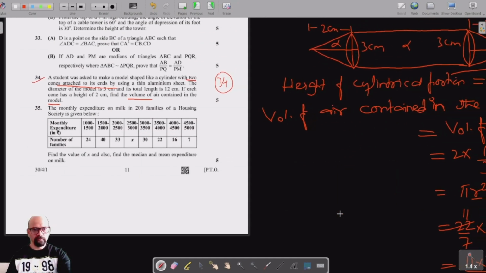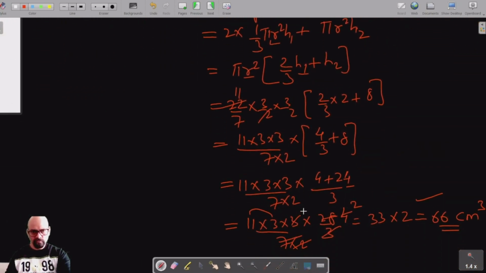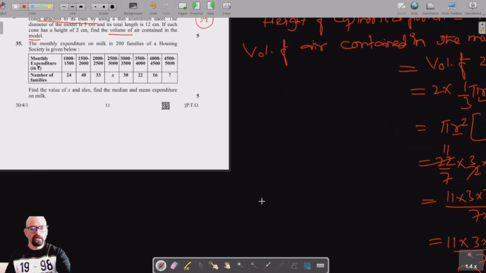I forgot to divide it by 2, so this has to be divided by 2, which is 66 centimeter cube. And now let's move on to question number 35.